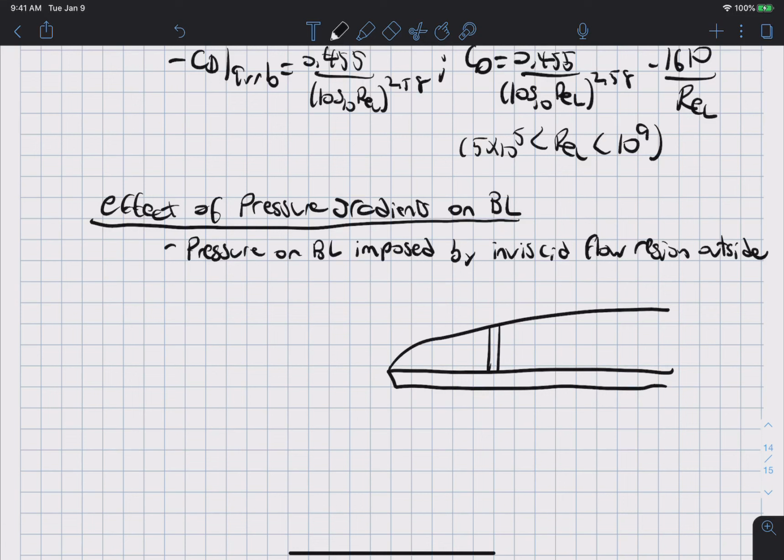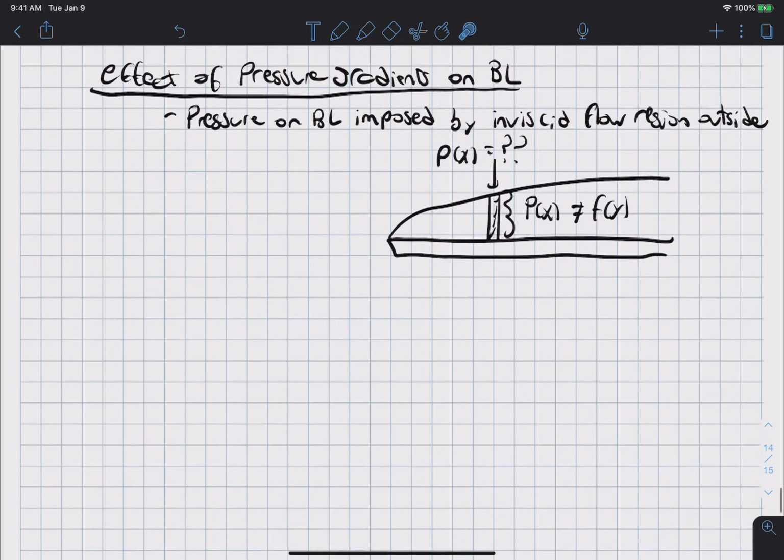Okay, and just recall that in this vertical strip here, the pressure is a function of x, and it is not a function of y. And so the pressure is imposed in the boundary layer by the inviscid flow above it. Now, what if the pressure is a function of x? What effect does that have on the boundary layer? I can guarantee you for these flat plates, as I've drawn here, dp/dx is equal to 0. But what if we have a flat plate inside of a contoured nozzle?